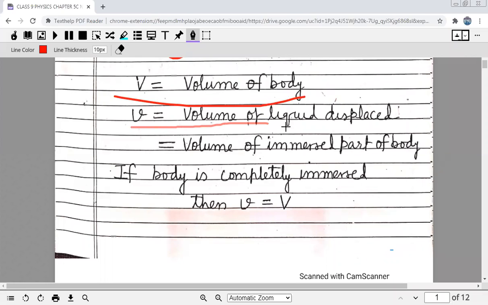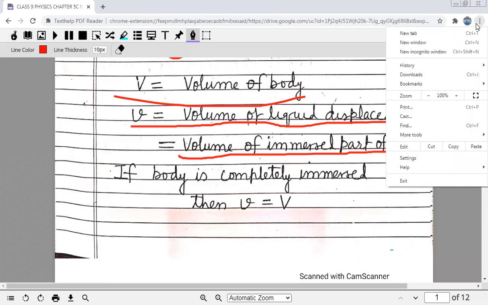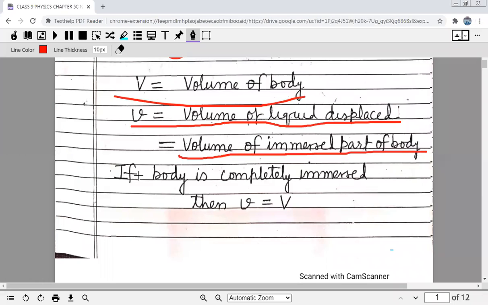All of you see here. Small v is the volume of liquid displaced, which is equal to the volume of the immersed part of the body. This is known as the volume of the immersed part of the body. Is it clear? Now see here. If the body is completely immersed, then small v will be equal to capital V.